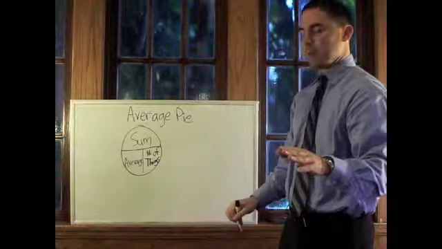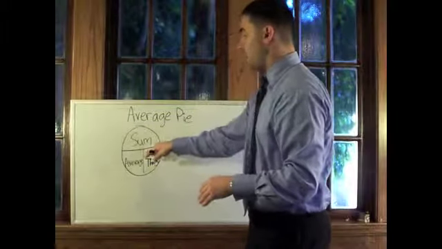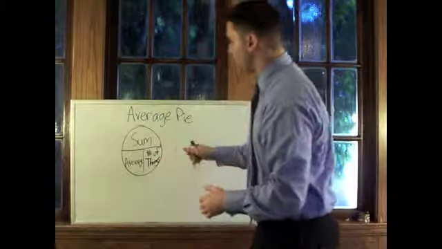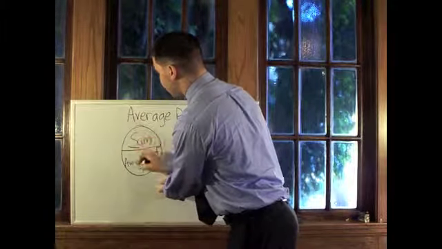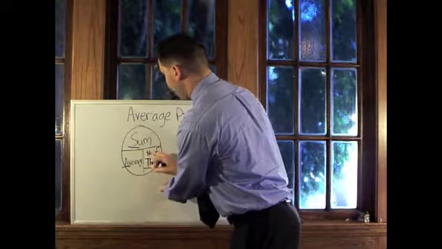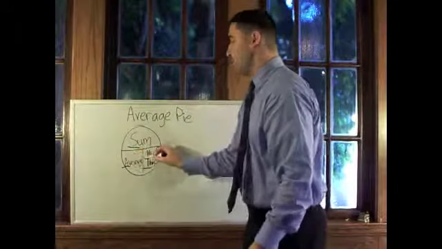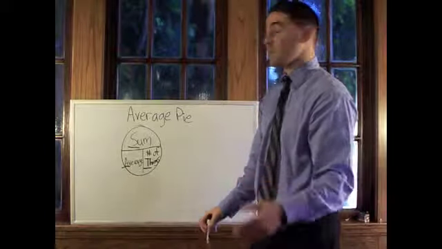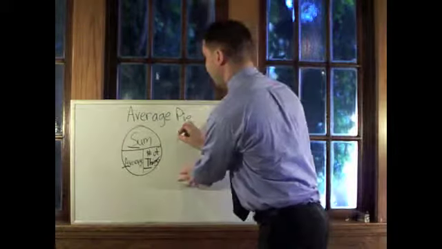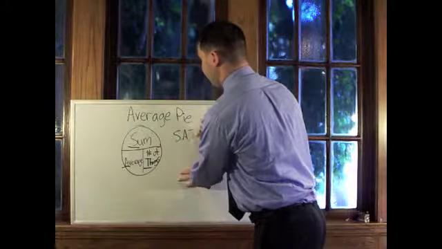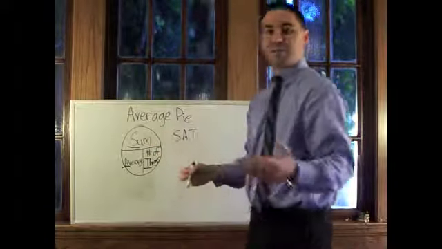Here's an easy way to remember what goes in each part of the circle and what order. If you look at sum in the top, average, things stands for the one thing that's going to be on your mind probably these months and certainly on the day of the test: S-A-T. So sum, average, number of things.